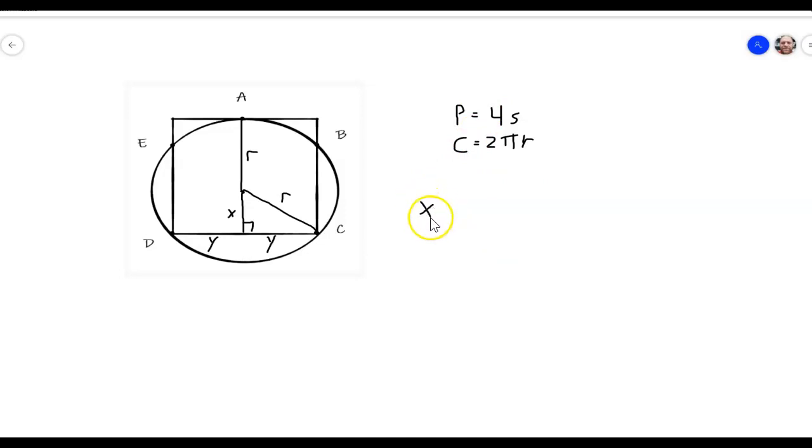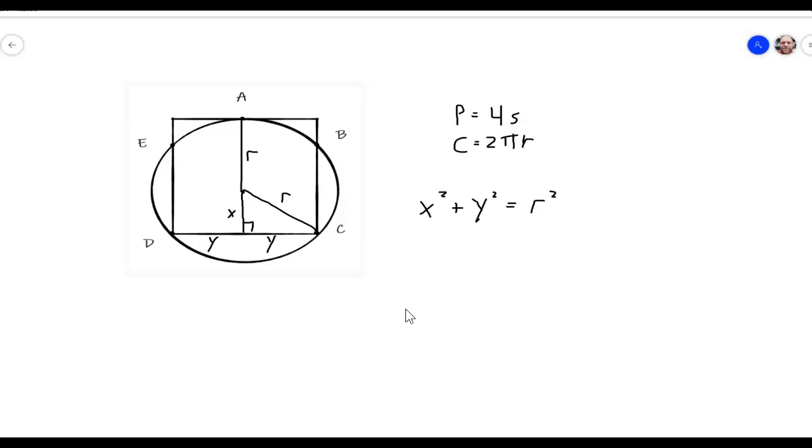We know x squared plus y squared is equal to r squared. So this squared plus this squared is equal to that squared.